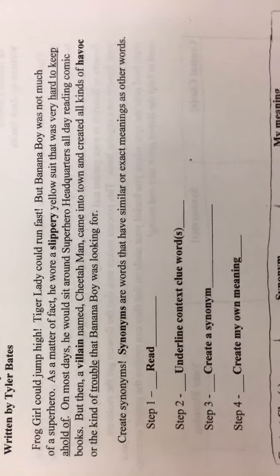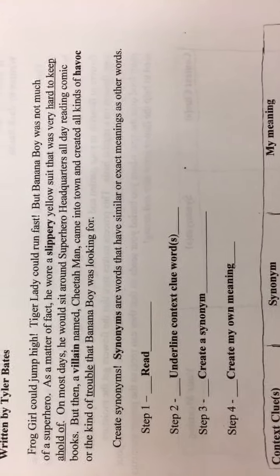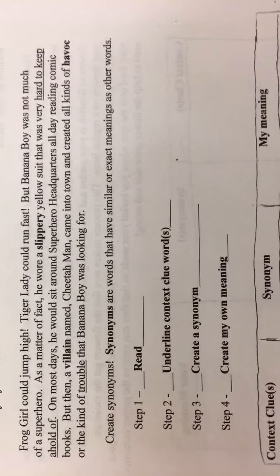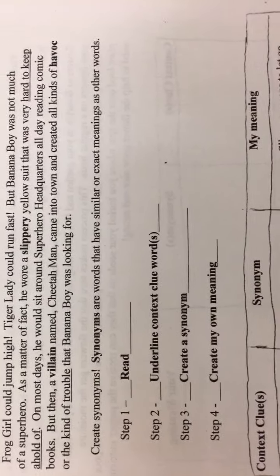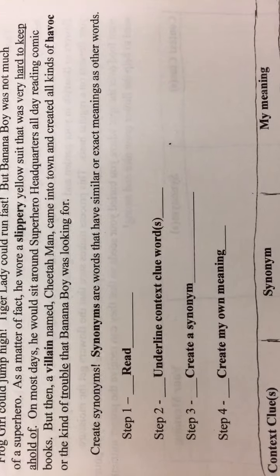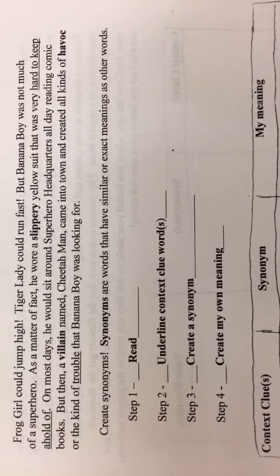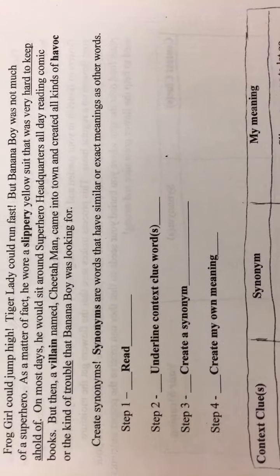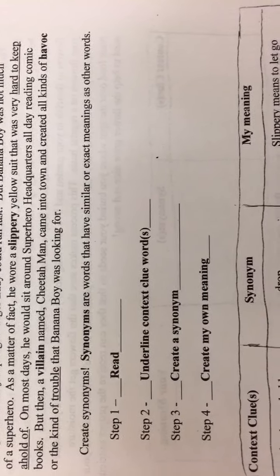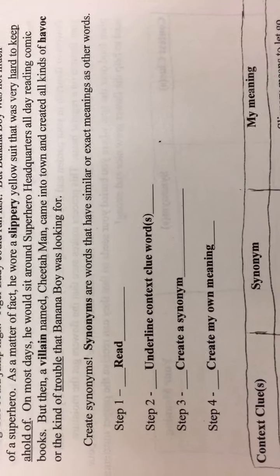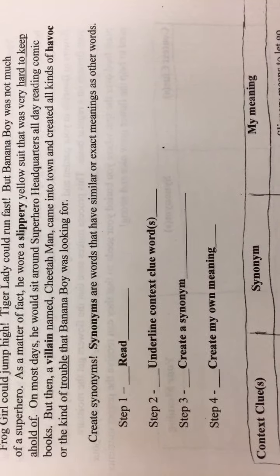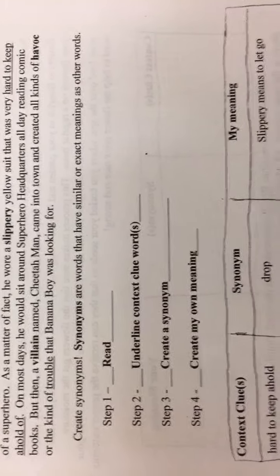Frog Girl could jump high. Tiger Lady could run fast, but Banana Boy was not much of a superhero. As a matter of fact, he wore a slippery yellow suit that was very hard to keep a hold of. On most days, he would sit around superhero headquarters all day reading comic books. But then a villain named Cheetah Man came into town and created all kinds of havoc, or the kind of trouble that Banana Boy was looking for.